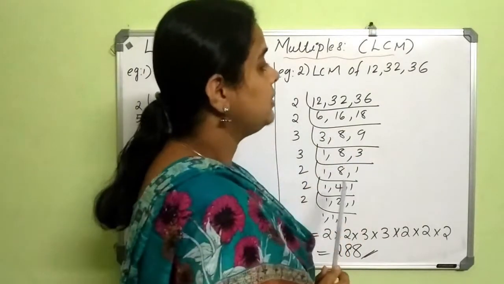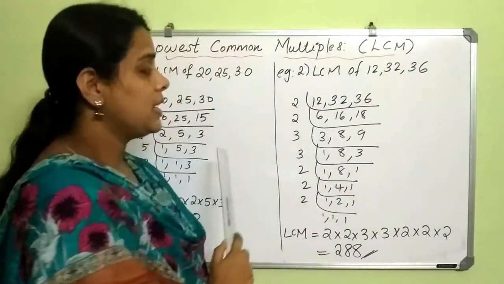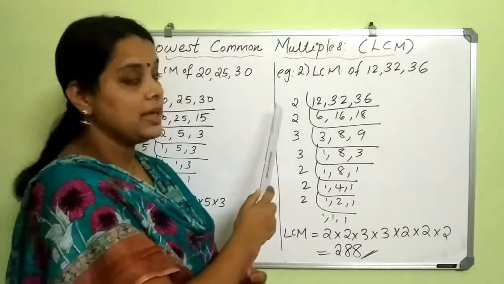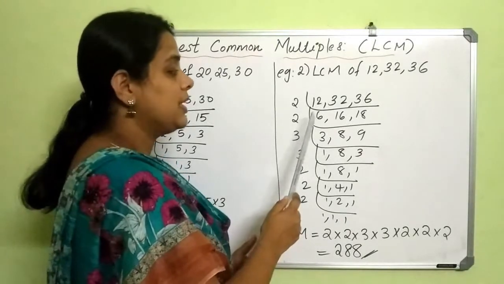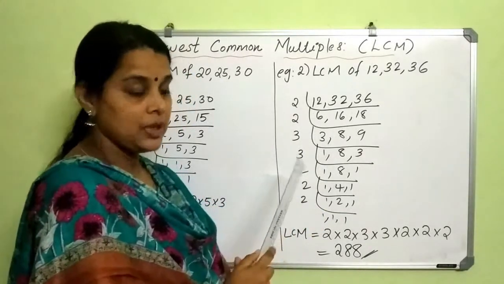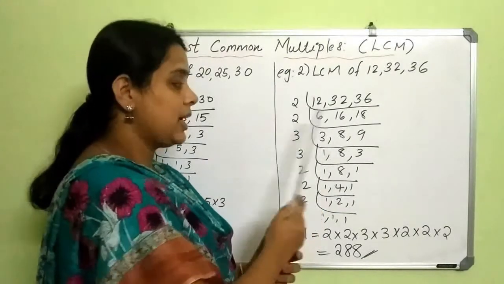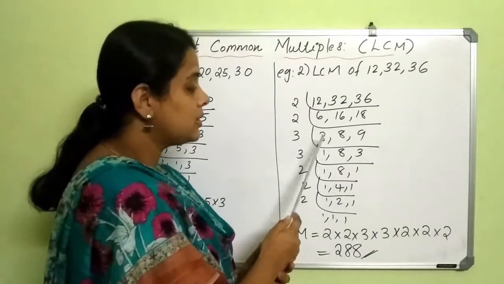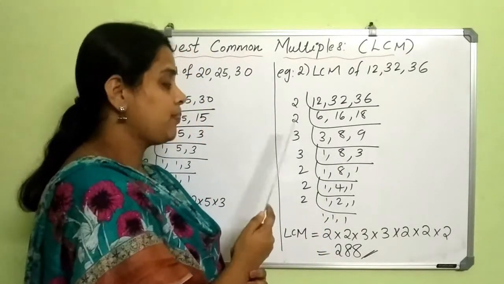LCM of 12, 32 and 36. All the 3 are even numbers. So we can divide all the 3 numbers by 2 first. So we will get 6, 16 and 18. Again 3 are even numbers. By 2 we will get 3, 8, 9. Here 3 and 9 are divisible by 3. So we can take 3.